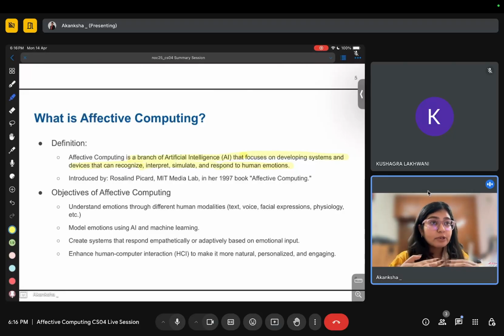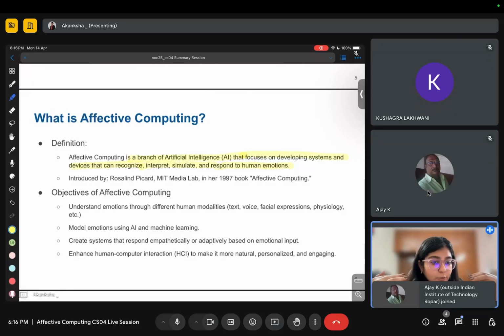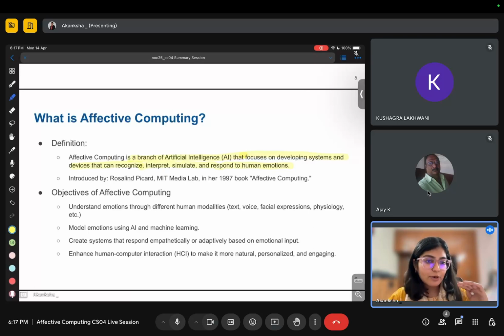Third is simulate. Simulate means to mimic, so the robot should be able to mimic expressions as well. Let's say you're talking to a robot, and it cracks a joke but does not smile or laugh, it would not be funny. If it is able to mimic the laughter, it is more effective. And respond to human emotions, so it could show emotions as well. Like if I am sad, the agent should respond in a manner that makes me feel comforted.